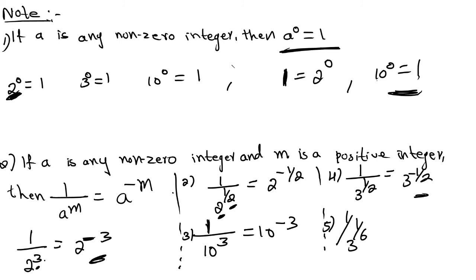How to write this one? You need to write it as 3 to the power minus m. M value is plus 1 by 6, so it's equal to minus 1 by 6. Okay, that means if you take 10 to the power 3 to the numerator, that will become minus 3. So 1 by a to the power m is equal to a to the power minus m.